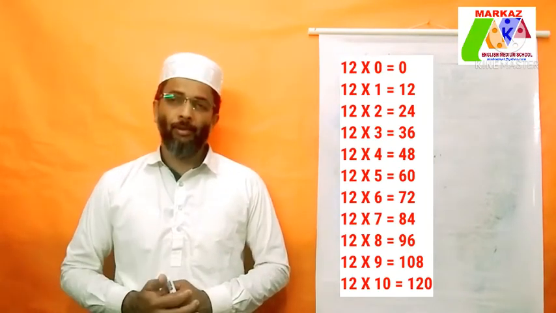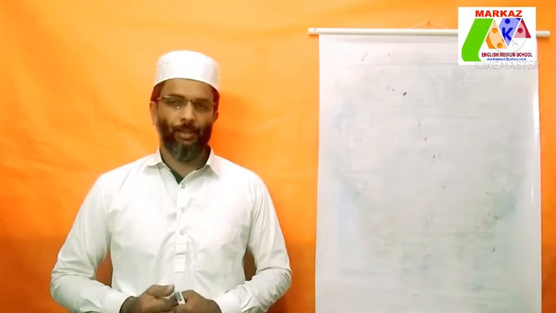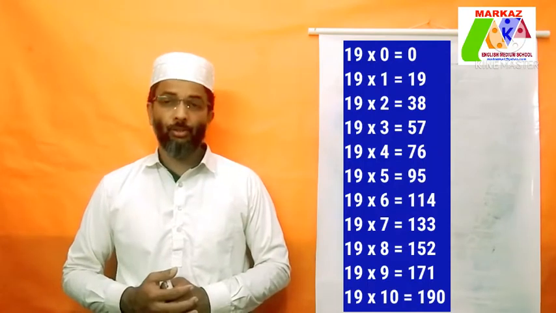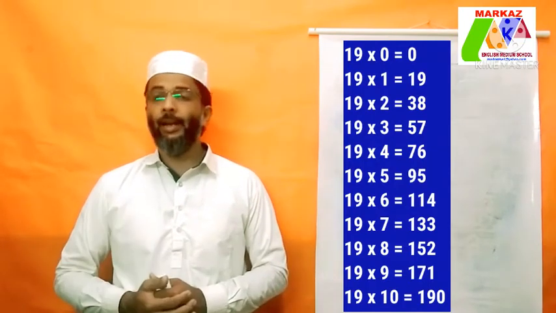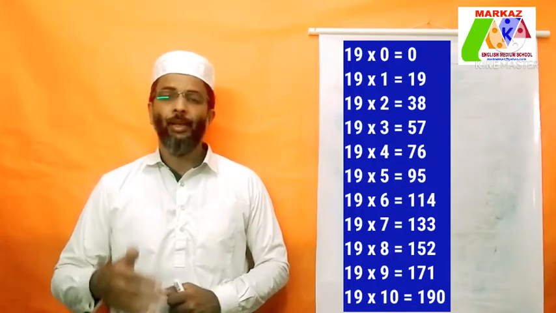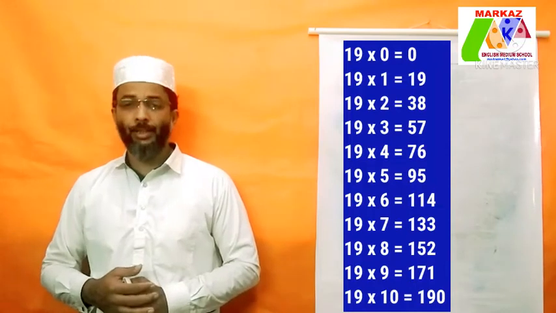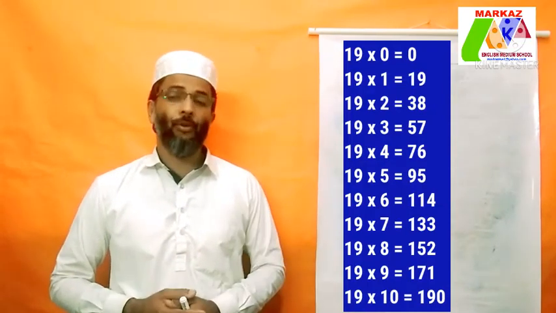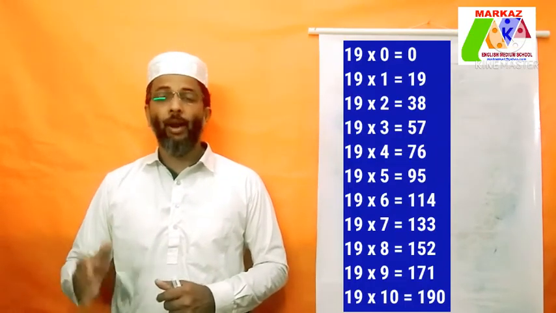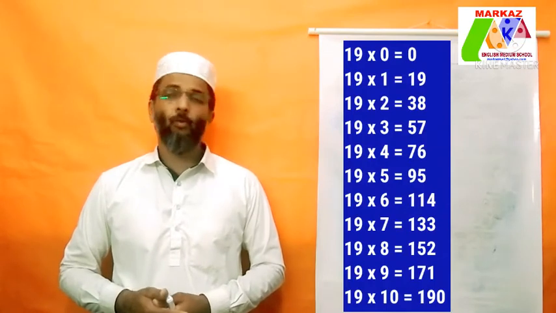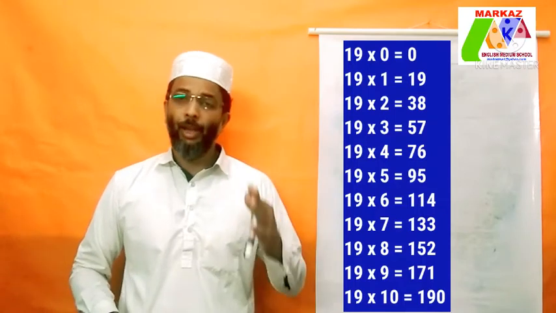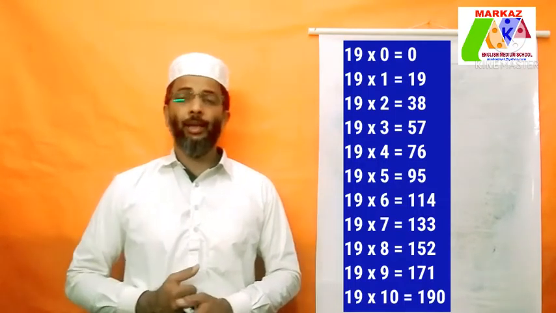Let's look at another example. Find the multiples of 19. 19 into 0 is 0. 19 into 1 is 19. 19 into 2 is 38. 19 into 3 is 57. 19 into 4 is 76. 19 into 5 is 95. 19 into 6 is 114. 19 into 7 is 133. 19 into 8 is 152. 19 into 9 is 171. 19 into 10 is 190.